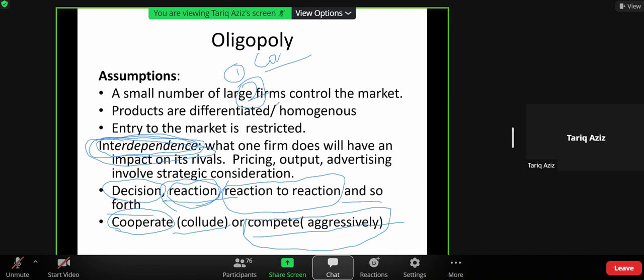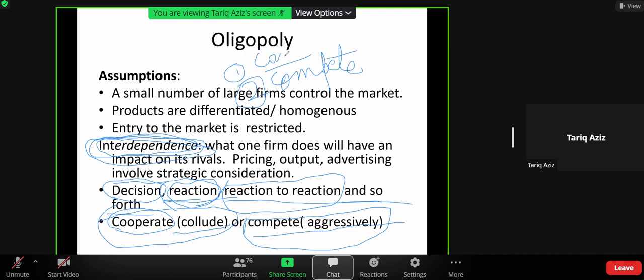So the point is that in an oligopoly market, there are only two possibilities. Because of competition, because of interdependence, because of decision, reaction to reaction, and so forth, there are two possibilities. The first possibility is cooperation, and the second possibility is competition. Either the firms may decide to cooperate with each other, or they may decide not to collude with each other, and compete with each other.